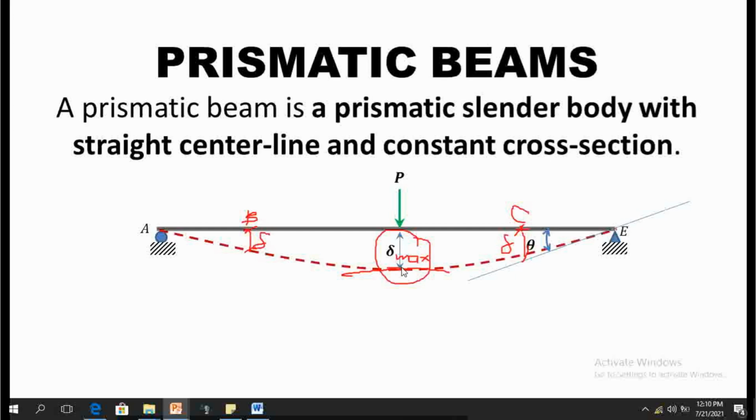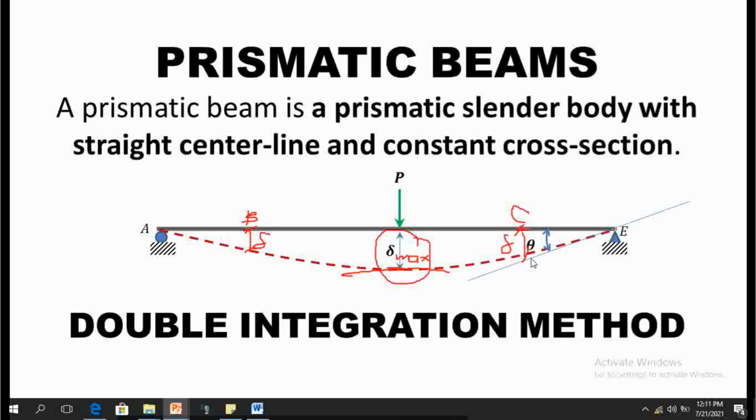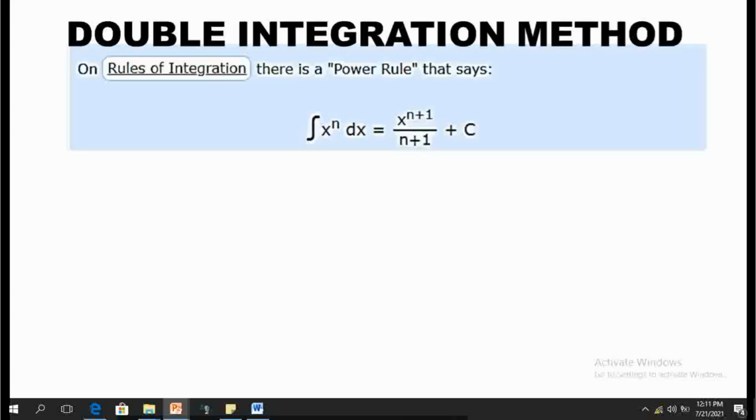So, from this diagram, there are two unknowns, the deflection and the slope at a certain point. Paano ba nako-compute itong mga deflection and slope? There are different methods for the determination of your slope and the deflection. Pero ang uunahin muna natin is the double integration method. From that word integration, this is an application of your integral calculus. Now, before I go further, let's go back to your integral calculus.